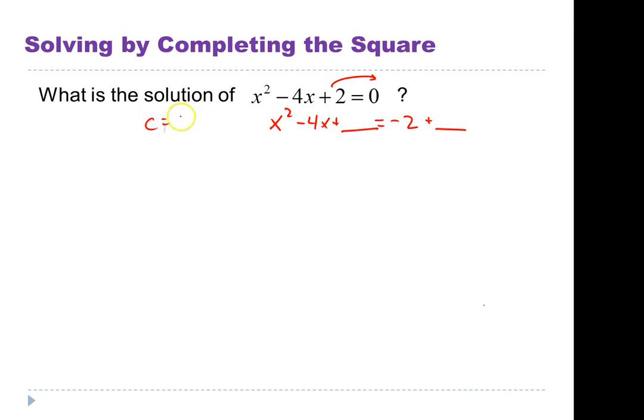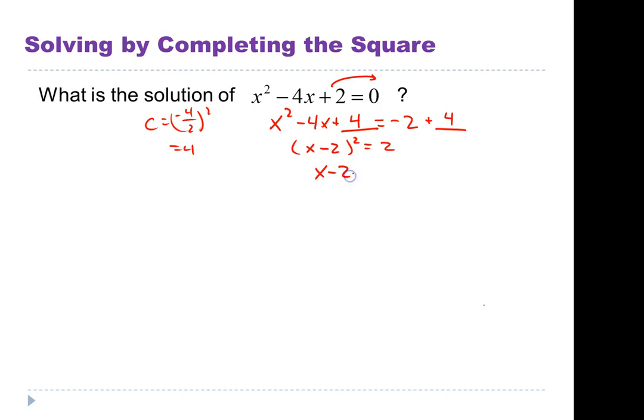Well, my c is going to be half of negative 4 squared. Half of negative 4 is negative 2, squared gives me positive 4. So I want that to be a 4. And if I add 4 on the left, I have to add it to the right. Now I have a perfect square on the left. That's x minus 2 quantity squared. And on the right, negative 2 and 4 is positive 2. Now I can take square roots because x minus 2 is a perfect square.